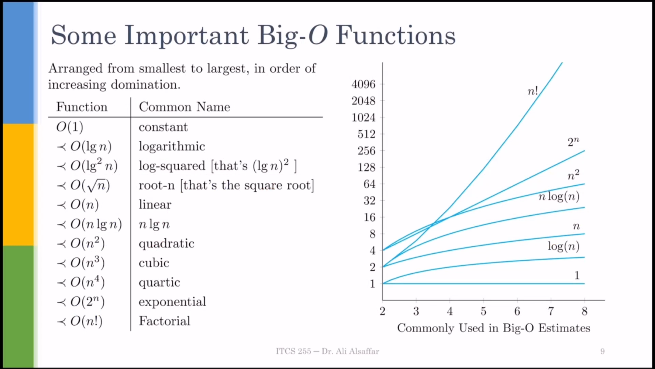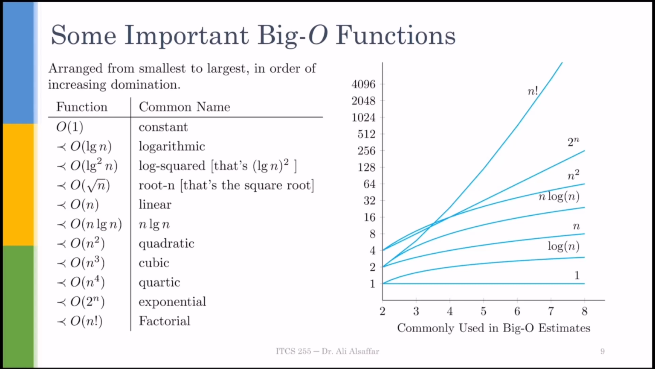Here is a chart for common functions that appear quite often in the analysis of algorithms, and here is the relationship between them. So this symbol is used for partial order. That means 1 is of order log of n, log of n is of order log squared n, and square root of n is order of n, and etc.